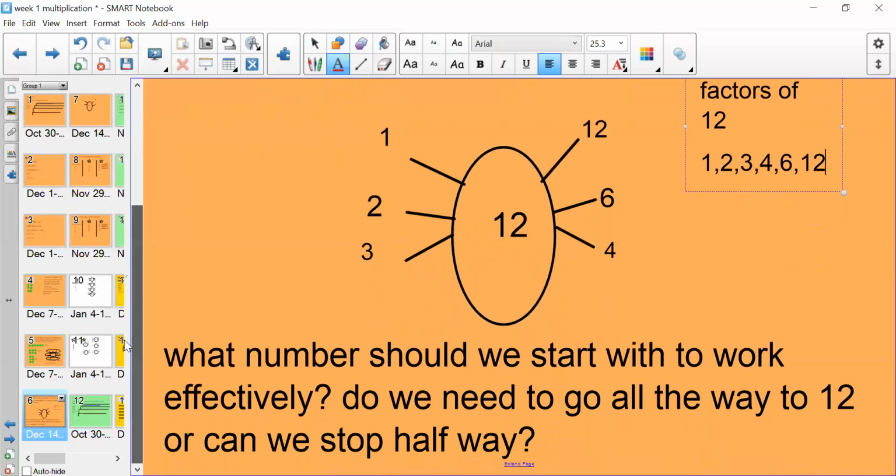It's also important to know that we should always start with the number 1 for us to work effectively. So do we need to go all the way to 12, or can we stop halfway? So we stopped at the number 4 because we realized that 4 was already a pair of 3, so we didn't have to go any further.